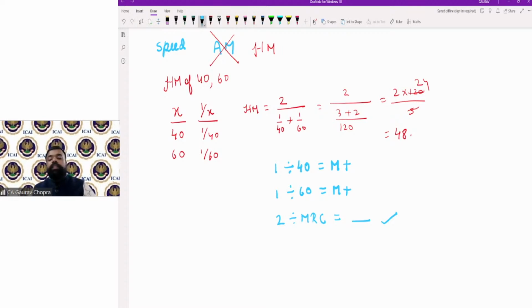This is the simplest trick, the shortest trick. So with this, you can easily get your answer. 1 divided by 40 equal to M plus. The first value is in memory. Then the second value is in memory. Now, if you have to recall from memory, then MRC is the button for recalling. So 2 divided by MRC, press equal to, you will get your answer. Okay.